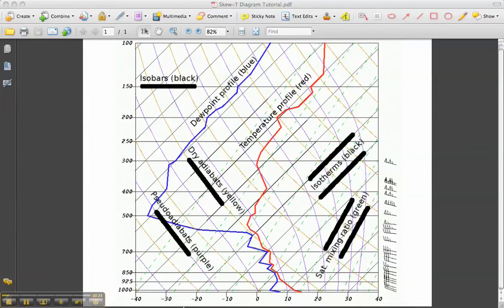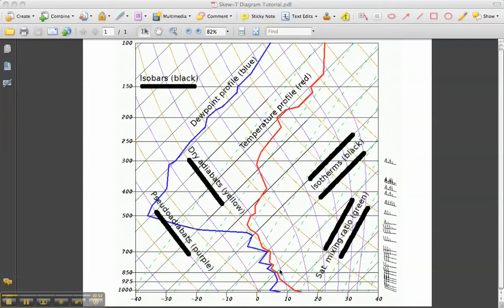So if I ask you to give me the temperature of the atmosphere, the temperature of the environment at 850 millibars, you would start at 850 and go over to the red line, which is the isotherm, the temperature line of the environment, and pick off the value at 850. It looks like it's about 1 degree Celsius. And how do I know that?